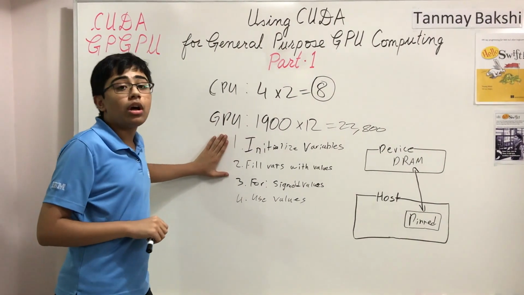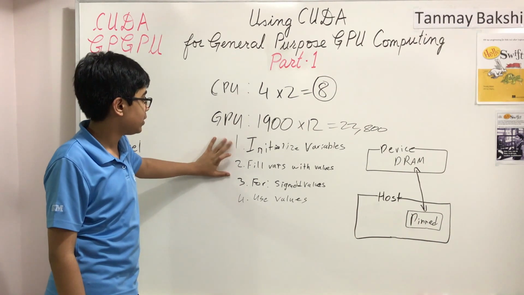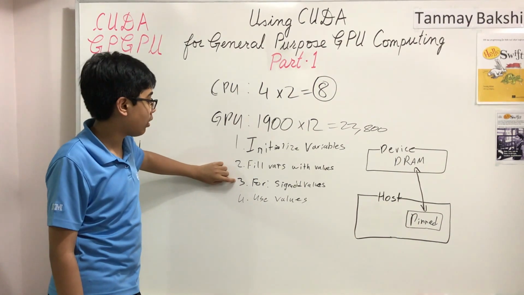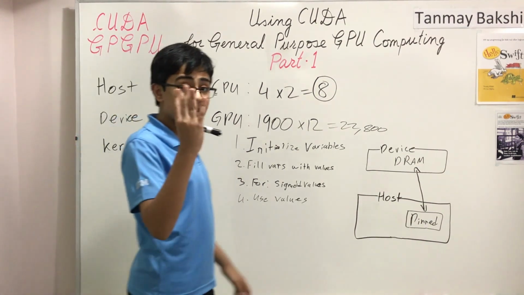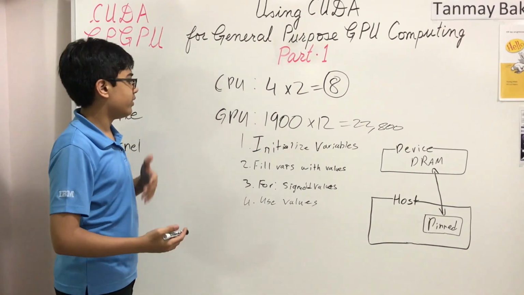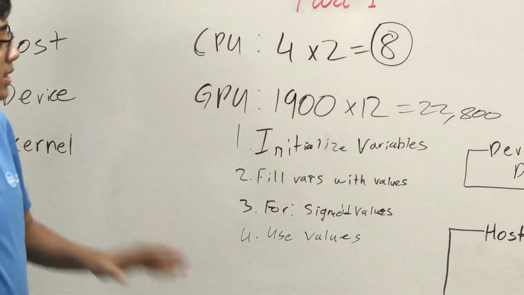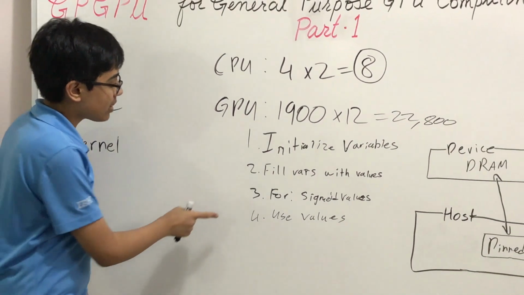Now this is how you would code in a batch sigmoid on the CPU. You'd initialize your variables, you'd fill the variables with values, you would use a for loop to run sigmoid on all the values, and then you would use your values in step number 4. So that's 4 steps. And of course there's no real complete bottleneck with memory copies from one piece of RAM to another. No, it's mostly clean, except for step number 3.